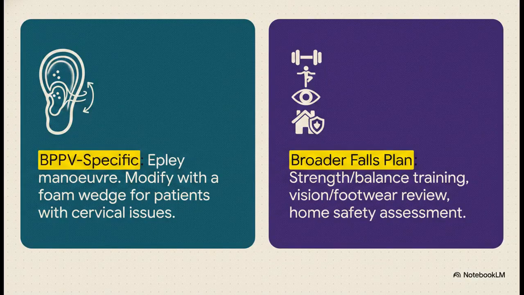I love this slide because it just perfectly lays out the two parallel streams of management. You have to do these at the same time. So on one side, you're doing the specific treatment for a diagnosis if you find one, like the Epley for BPPV, but on the other side, you are simultaneously rolling out a big-picture comprehensive falls prevention plan. This is the stuff that addresses that underlying frailty and all those risk factors, covering everything from strength training like Otago or Tai Chi to getting an OT to do a home safety review.